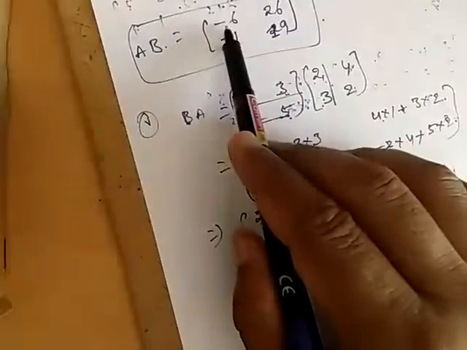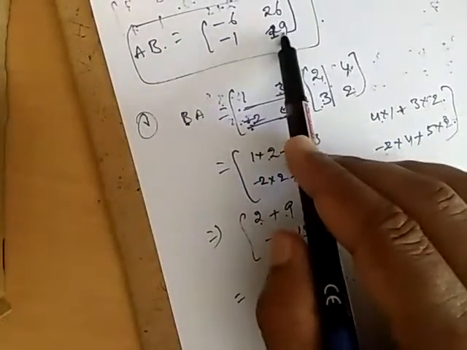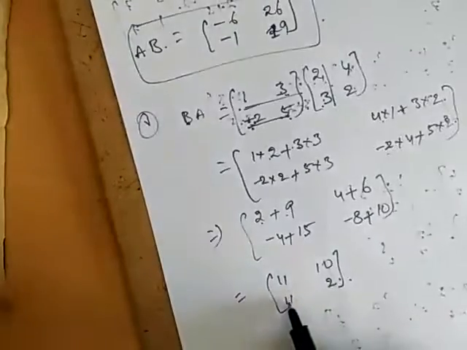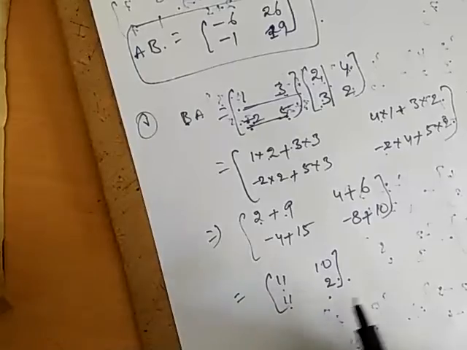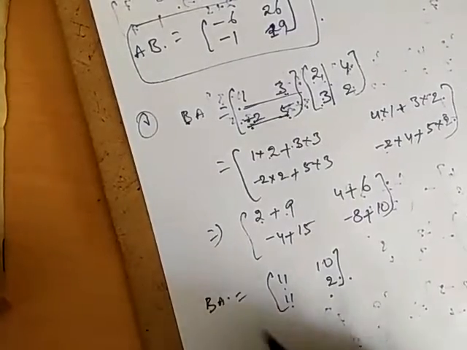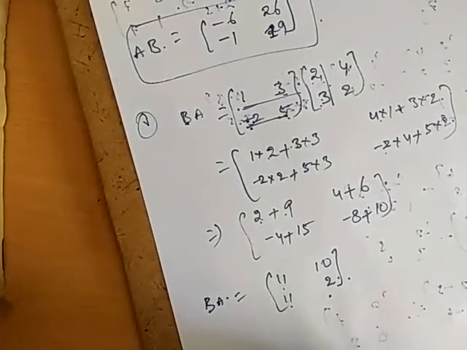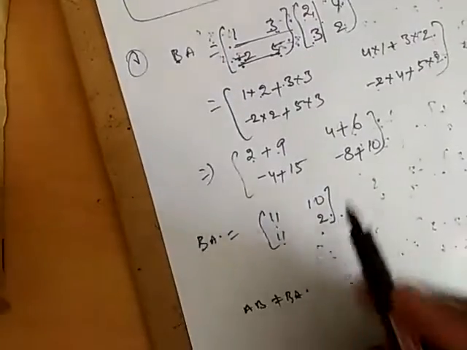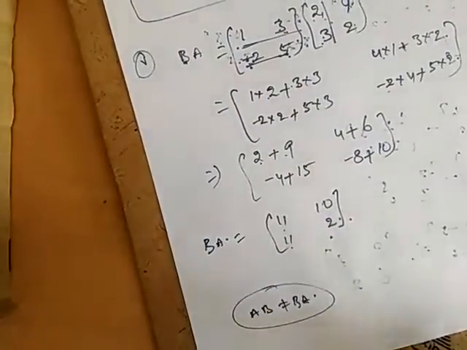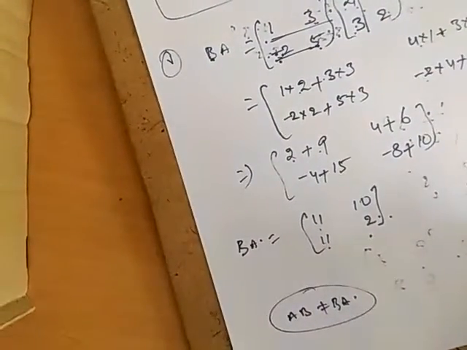Observe here. What is the value of AB? Minus 6, 26, 1, 19. BA is 11, 10, 11, 2. Therefore, we can directly say that AB is not equal to BA. That does not satisfy the commutative property. AB is not equal to BA.